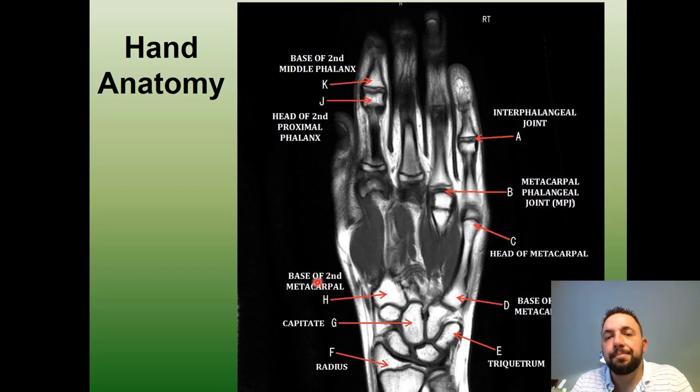So a good coronal of the hand, again, the radius, capitate, base of the second middle phalanx, the head of the second proximal phalanx. Base is always proximal, head is always distal. The IP joint, interphalangeal joint, metacarpal phalangeal joint, or MPJ, the head of the metacarpal, the base of the fifth metacarpal, the triquetrum.